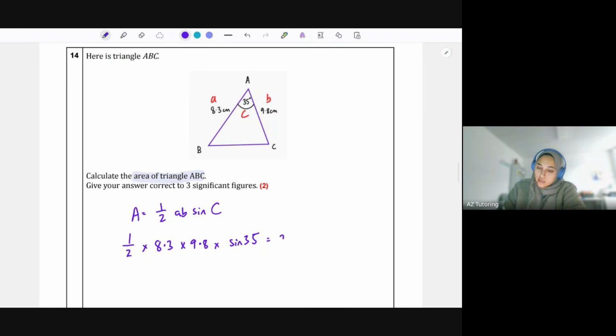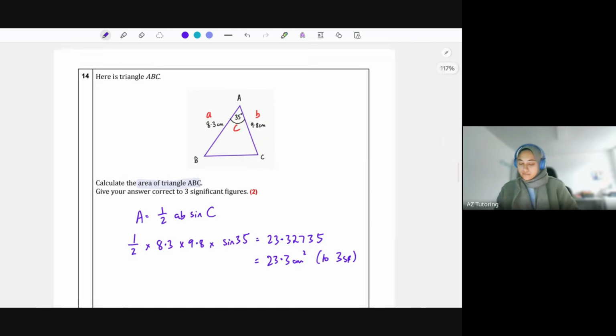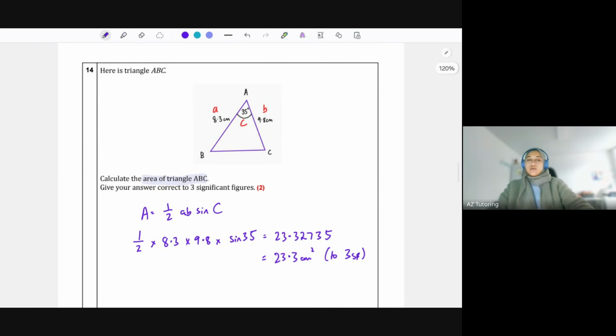Putting that all in the calculator, we get 23.32735. I would recommend, again, writing your full answer and then rounding it to 3 significant figures to get that method mark. So for 3 significant figures, we're looking at that 2, which keeps the 3 as is, so it's just 23.3 to 3 significant figures. I should have put the units there, actually. Since it's area and it's in centimeters, it's centimeter squared. Nice, easy 2 marks there.